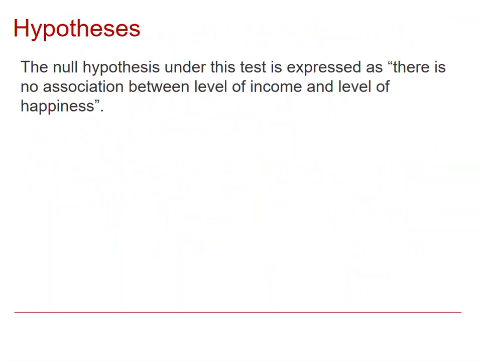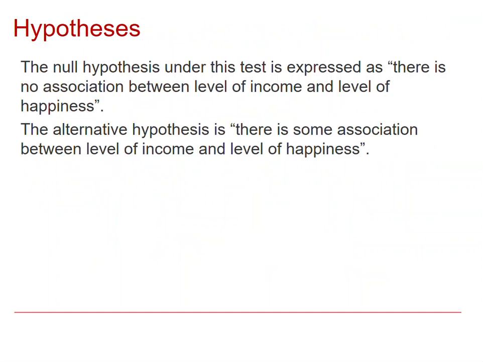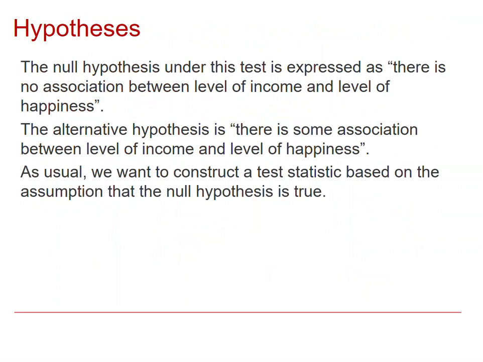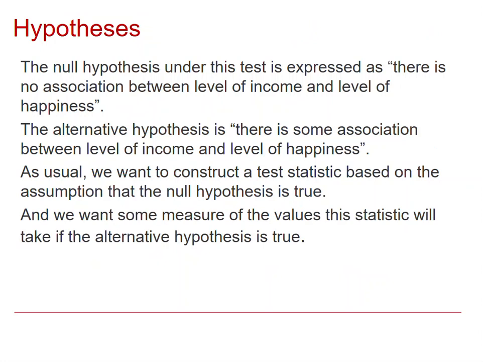We will begin by considering our hypotheses. The null hypothesis, that is H0, under this test is expressed as there is no association between level of income and level of happiness. And the alternative hypothesis is that there is some association. As with all hypothesis tests, we want to construct a test statistic based on the assumption that the null hypothesis is true. And we're also going to want some measure of the values that this statistic will take if the alternative hypothesis is true.